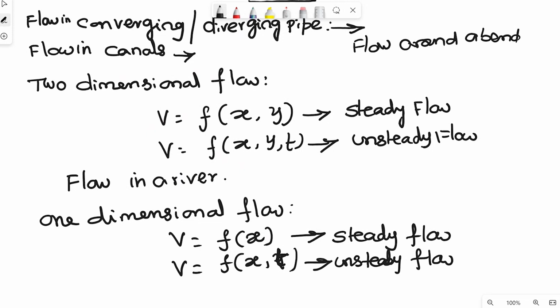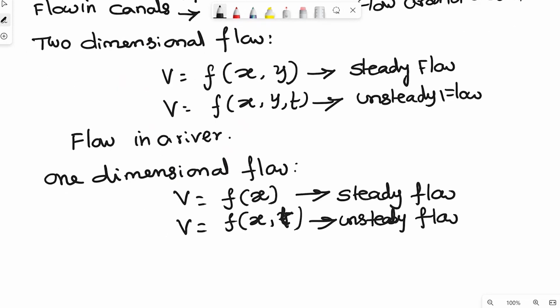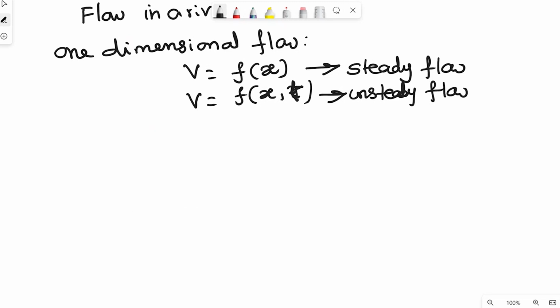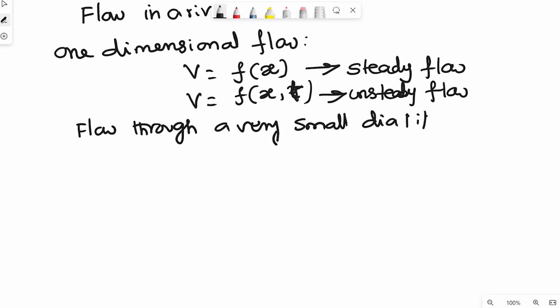So what is the final conclusion? In one-dimensional flow, velocity is a function of only one direction in space, that is the length direction. Whereas in two-dimensional flow, velocity is a function of two dimensions, that is the length direction and the depth direction. Whereas in three-dimensional flow, velocity is a function of length, depth and width. So depending on the flow type, we can classify it as one-dimensional, two-dimensional or three-dimensional flow. For example, flow through a very small diameter pipe is generally called one-dimensional flow.